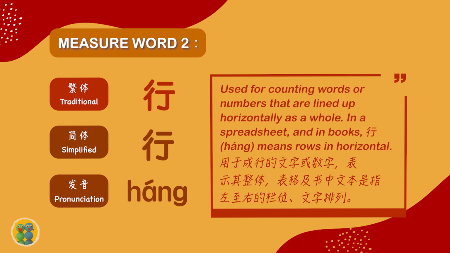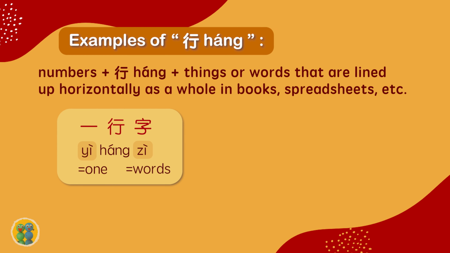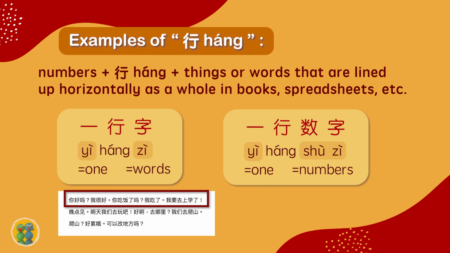And next, the second measure word is 行. Háng is used for counting words or numbers that are lined up horizontally as a whole. In a spreadsheet and in books, 行 means rows in horizontal. Let's see the examples. 一行字. It means one. 字 means words.